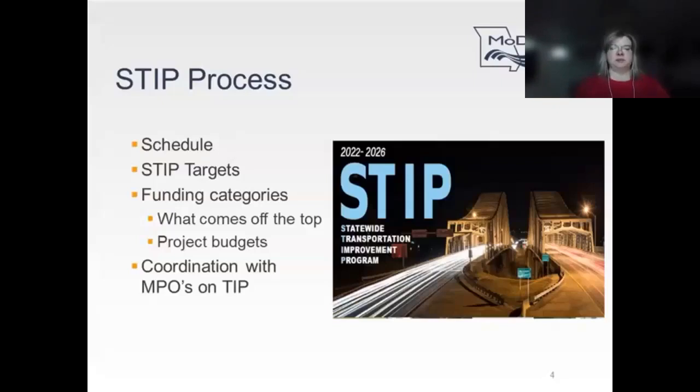The draft STIP is then made available for a 30-day public comment period in May after being presented to the Commission. Public comments are summarized and presented to the Commission with a request for approval of the final STIP. The Commission-approved STIP is then submitted to WNDOT, comprised of FHWA and FTA, for their approval.